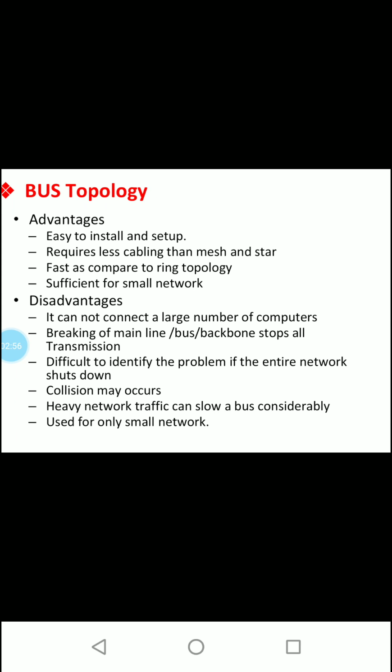It cannot connect a large number of computers. Breaking of one line of the bus backbone stops all the transmission. It is difficult to identify the problem if the entire network shuts down. Sometimes collision may occur. Why? Because any node may detect the line as free. Suppose two nodes at the same time detect the bus as free and send data at the same time, then that data will collide within the bus. Heavy network traffic can slow the bus considerably.